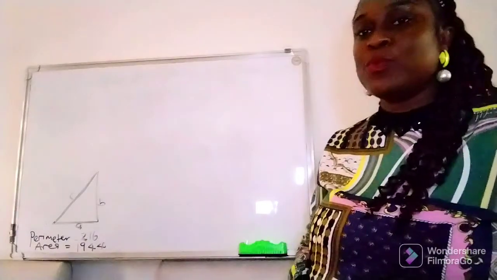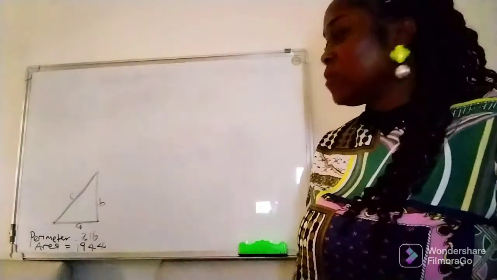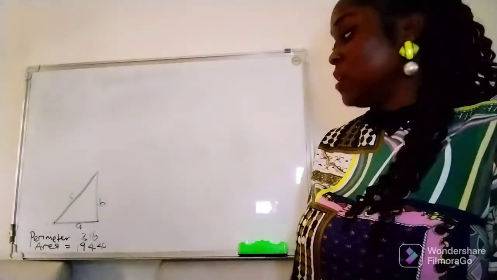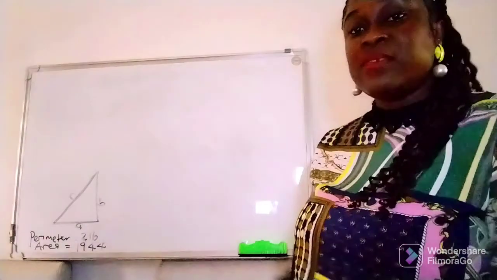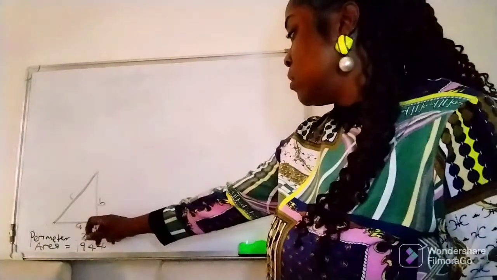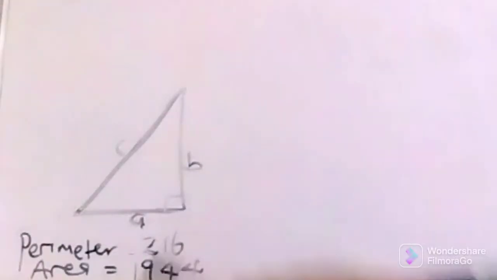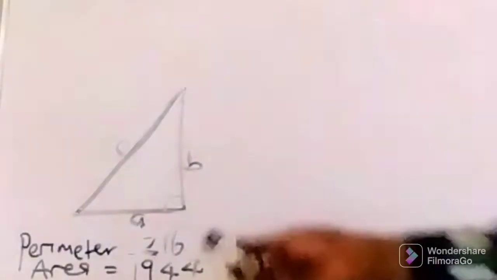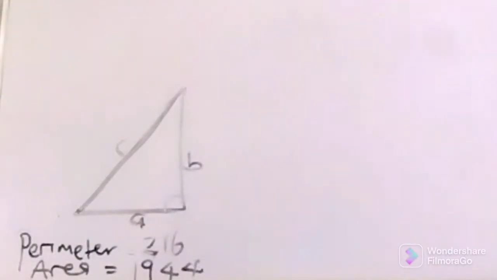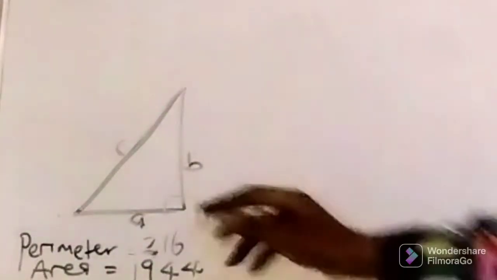Okay, so we have this question. It looks so interesting when I found it out. It's a right angle triangle that we are not given the length of the sides of. We're only given the perimeter and we're also given the area. Okay, so we're going to find the three sides of the right angle triangle.